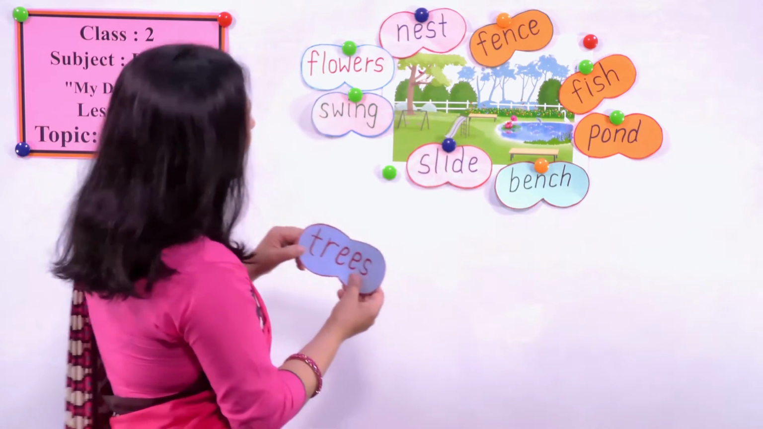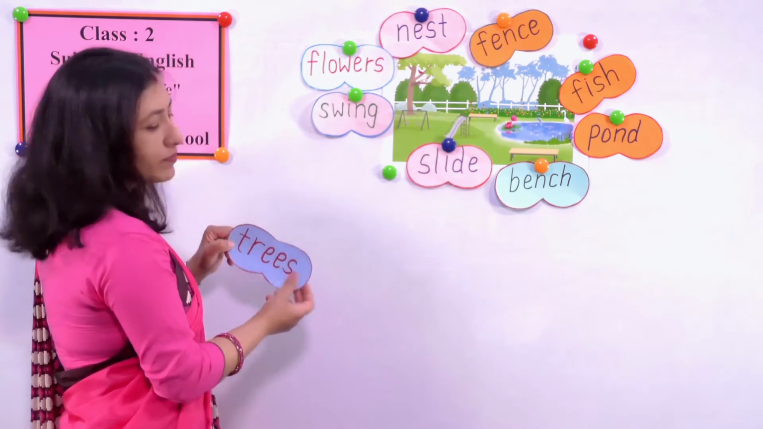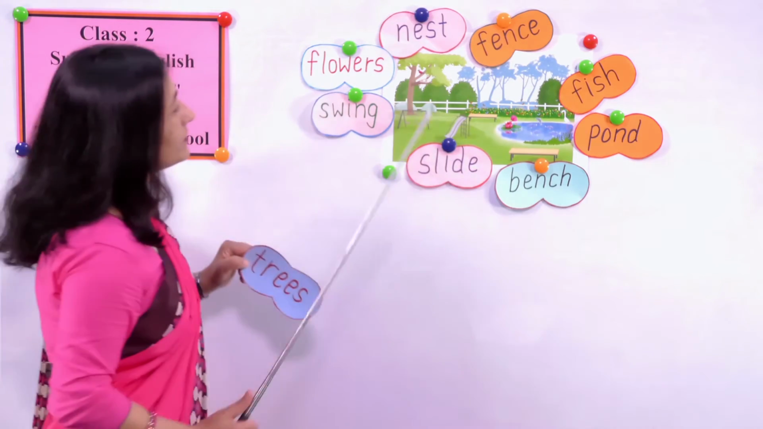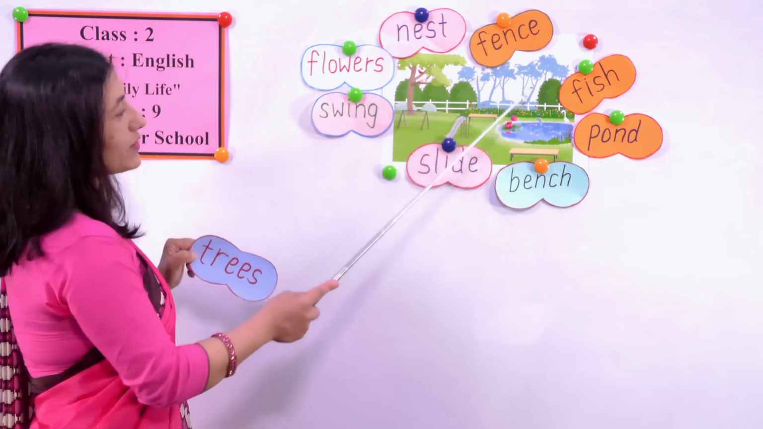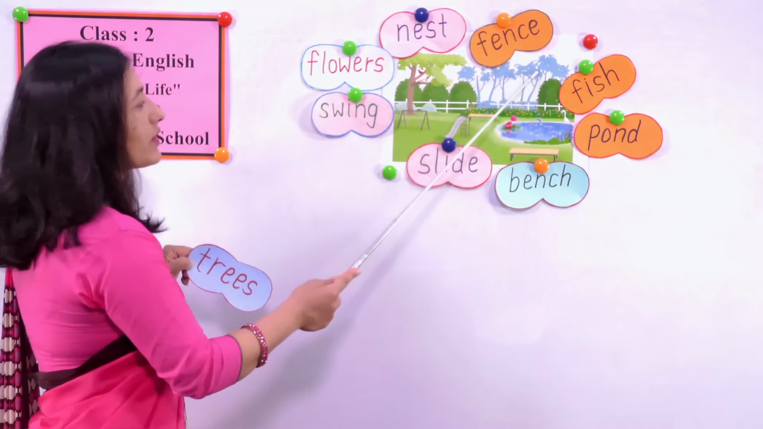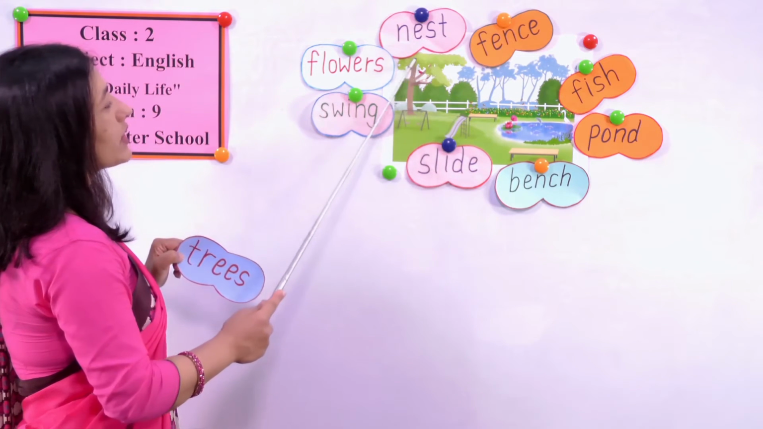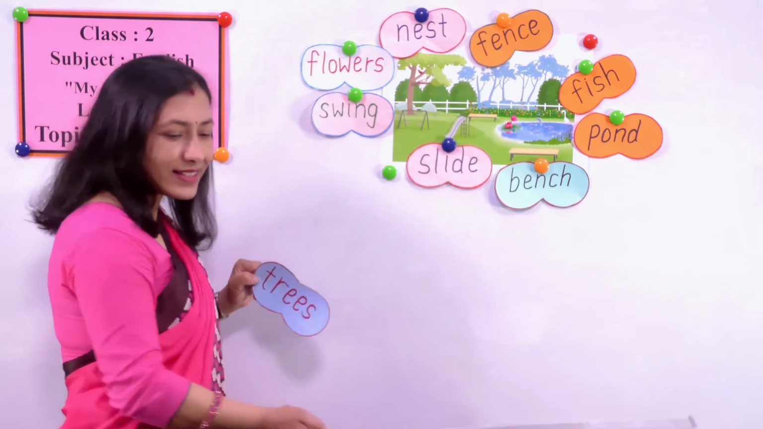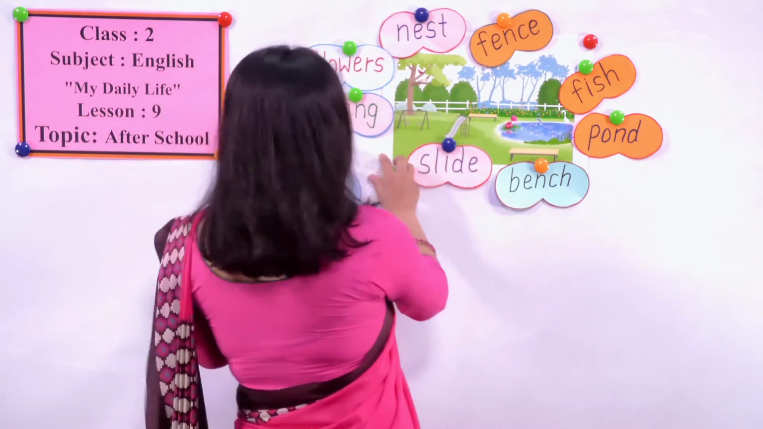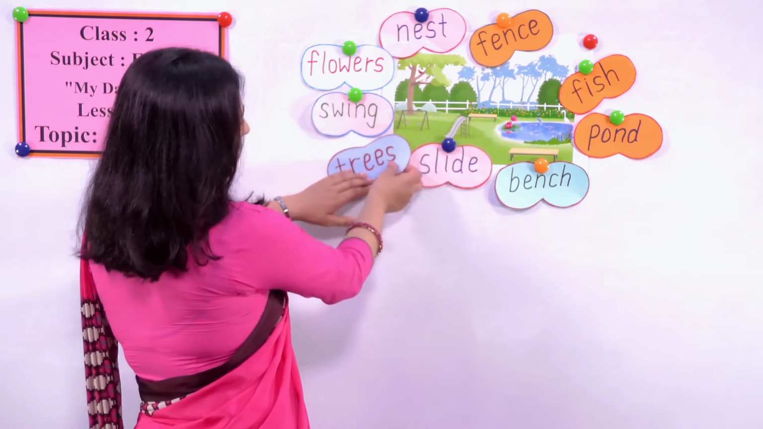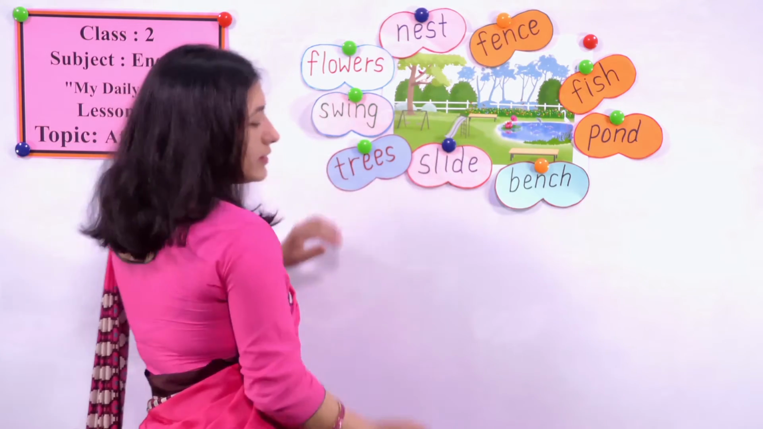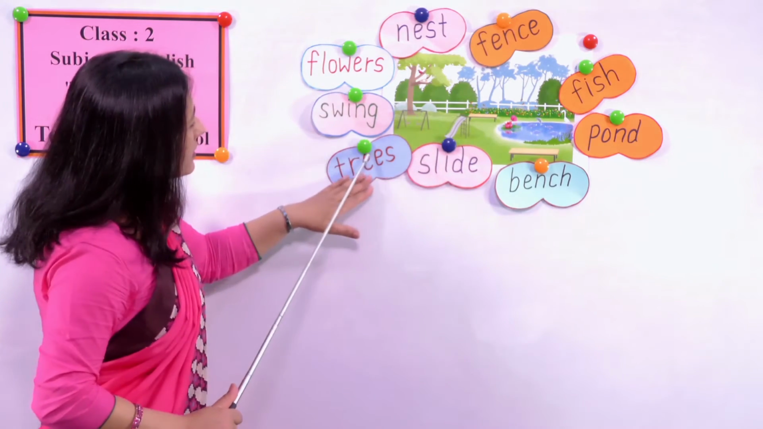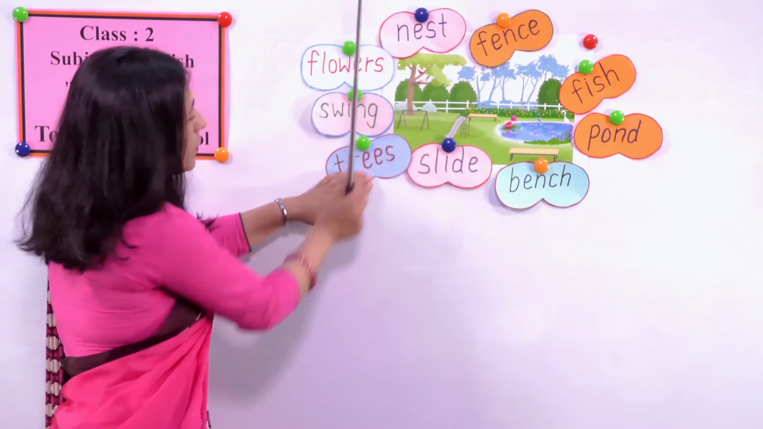So, where are trees here? Where do you see here? Okay, there are so many. You can see trees over here as well. And there is a big tree. And there are some small trees as well. Yes? Okay. So, let's paste this picture over here and point. Let's see the word and point to the pictures.